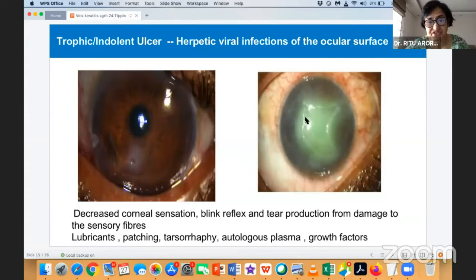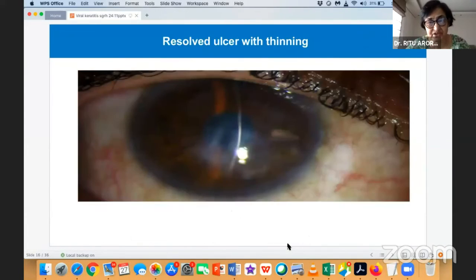This is another presentation of a neurotrophic keratitis when they have decreased corneal sensation and tear production. And the treatment here is only lubricants, patching, tarsorrhaphy, or autologous plasma growth factors. Why I'm highlighting this again and again is just to know which layer of the cornea is primarily affected, and the treatment is directed according to that.